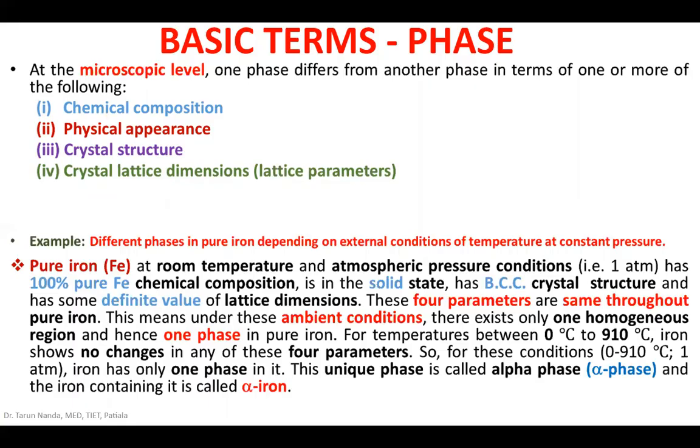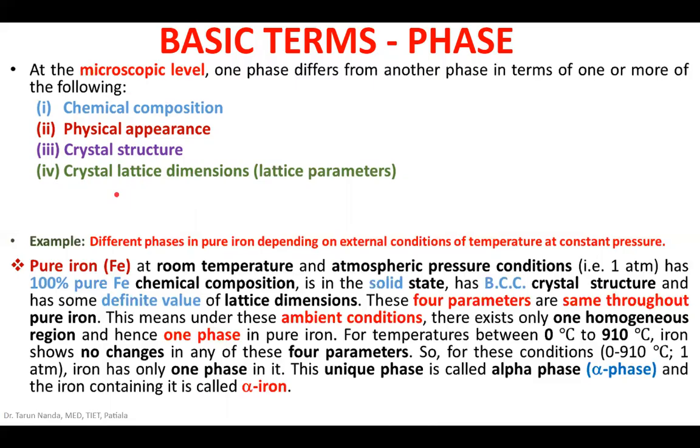So when you look into a metal or an alloy system, you have to see how many different regions you are able to see. And how do you find out how many different regions there are? In one region, all these 4 things must be the same. And as I said earlier, if all these 4 things are the same throughout the metal or alloy system, there is only one phase in it. But if you find different regions in your metal or alloy system where there is a unique combination of these 4, then it's a multiple phase system.